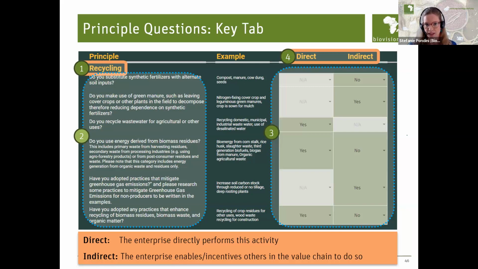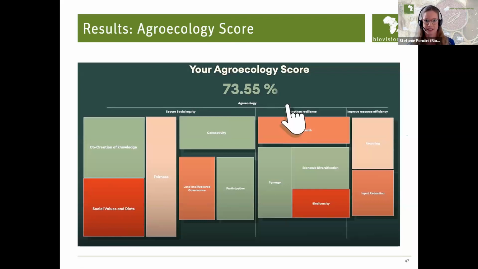So this is one of the biggest differences, I would say, to the ACT, because in the ACT, these very holistic enterprises, as we call them unicorns, that did everything, always scored very well. But in the enterprise dimension, sometimes a processor doesn't have the same influence as a farmer cooperative, because a farmer cooperative can do much more on the principles than a processing company, for example. Next.